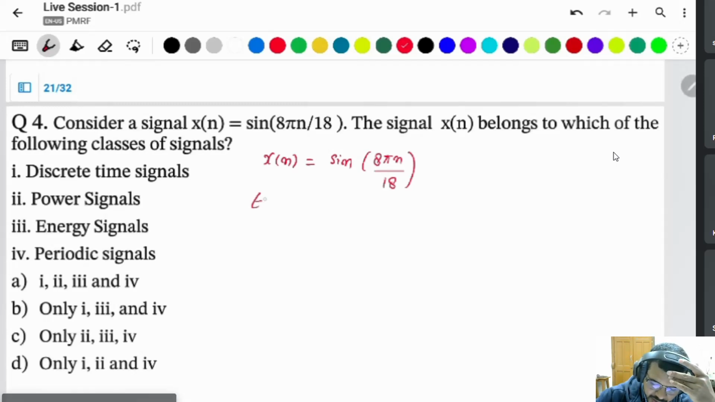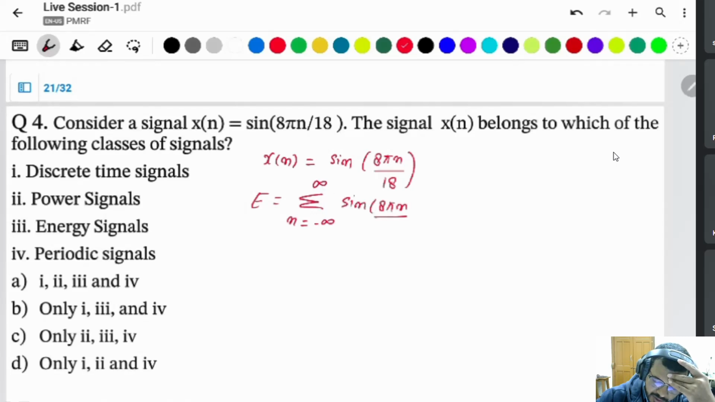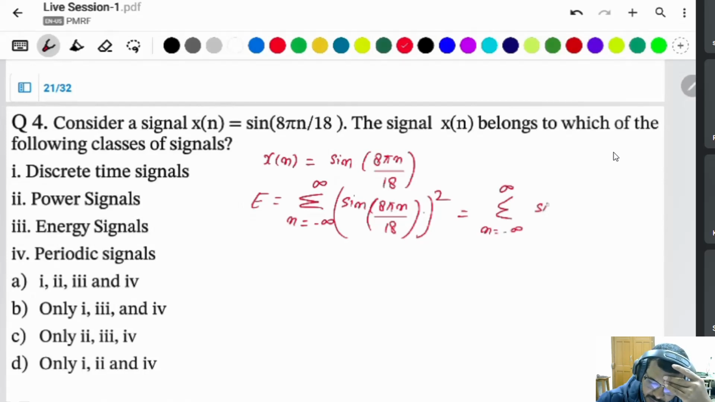Let's calculate the energy. For the energy, this is a summation from n equals minus infinity to infinity of sine 8 pi n divided by 18, multiplied by the same thing. It means this is the square: sine square 8 pi n divided by 18. Then what happened?